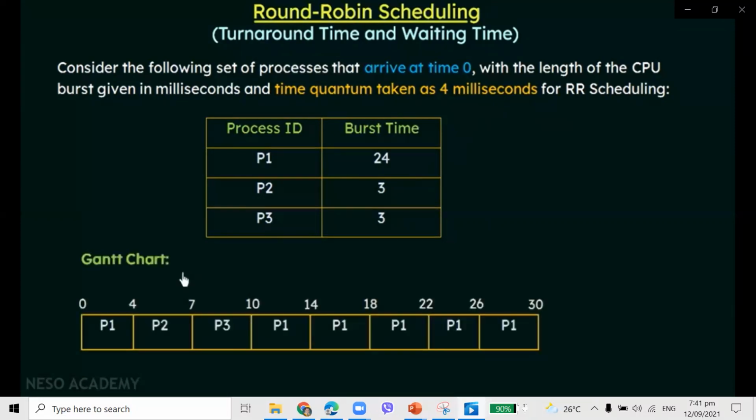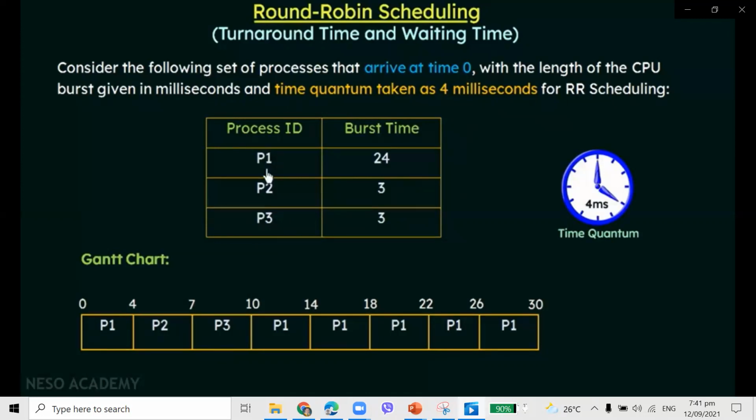Here I have shown how the Gantt chart will be formed and I will be explaining this, but before that keep in mind that we are following round robin scheduling and we have to consider the time quantum, which is 4 milliseconds. So 4 milliseconds is our time quantum, keep this in mind. We know that all these processes P1 to P3 arrive at time 0. So they are waiting in this order, P1, P2, P3 in the ready queue.